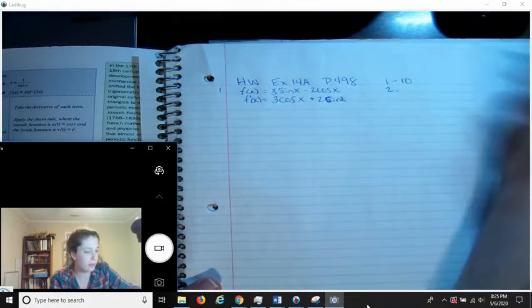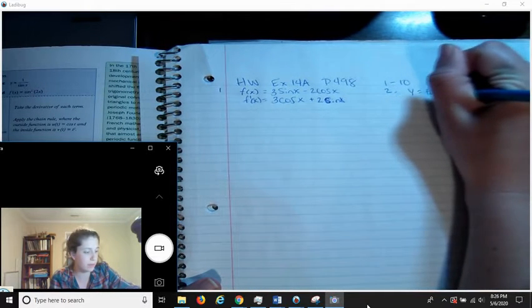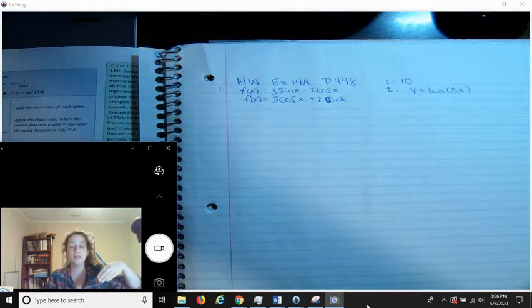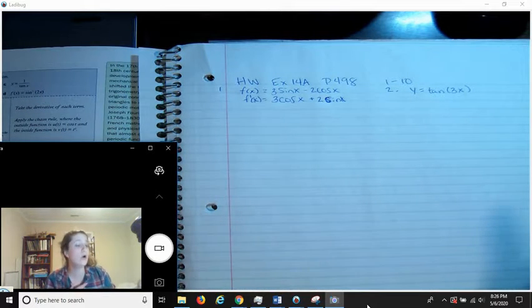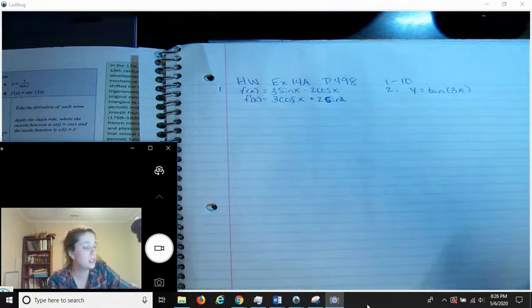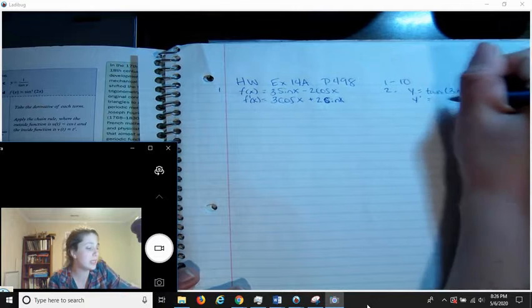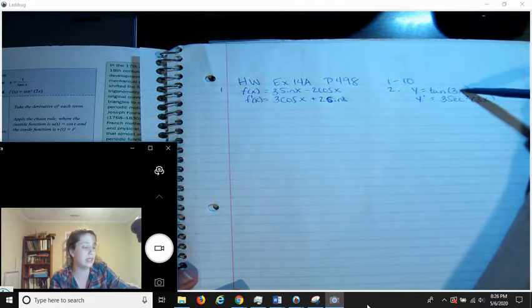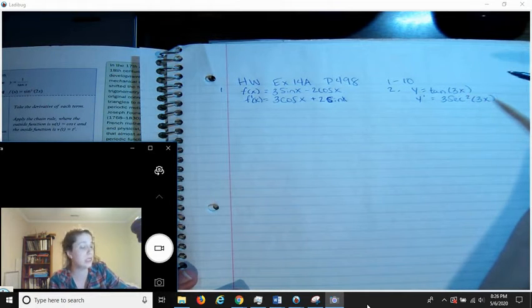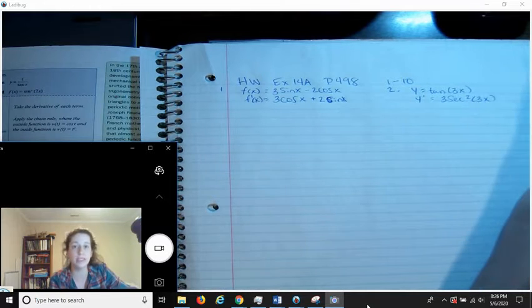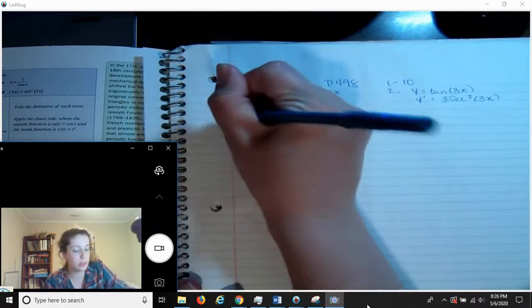Okay, so number 2, we have y equals tangent of 3x. You could have done this 2 ways. You could have done sine of 3x over cosine of 3x, rewriting tangent like that. Or you could have just remembered that the derivative of tangent is secant squared. That's what I'm going to do. So y prime is going to be 3 secant squared 3x. What I did was I took the derivative of the inside. The derivative of 3x is 3. I put that as my coefficient. The derivative of tangent is secant squared. Boom, done.